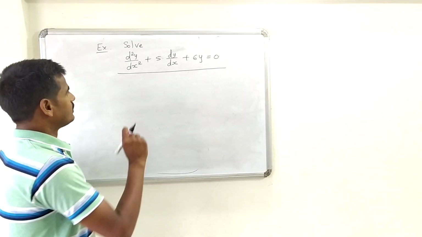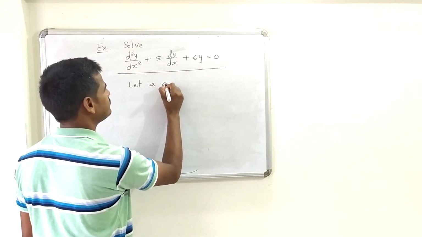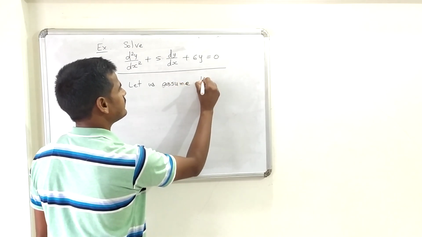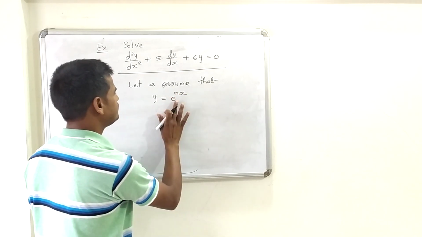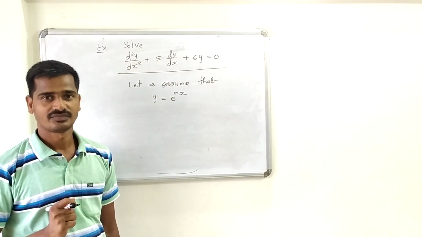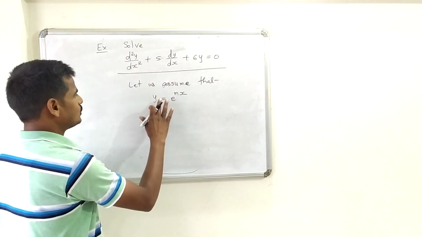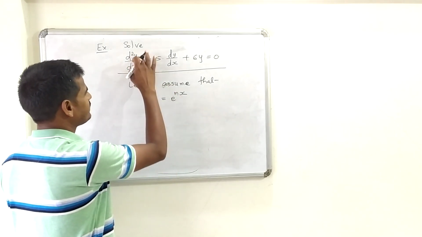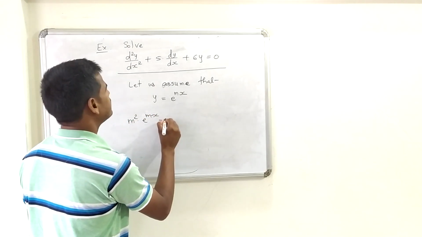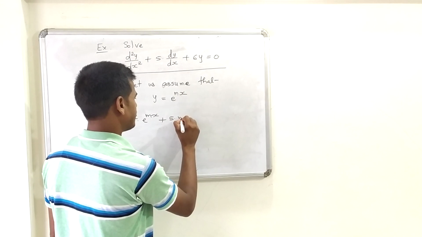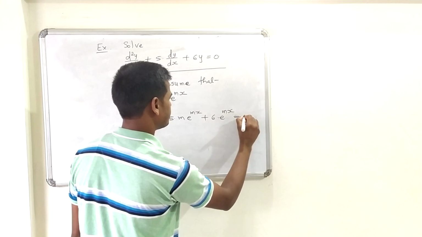So let us assume that y is equal to e to the power mx. This is the solution of this differential equation. This is our assumption, and let us see what will happen. So y is equal to e to the power mx. You know that on two times differentiation of the exponential function, it is m square e to the power mx plus 5m e to the power mx plus 6 e to the power mx is equal to 0.